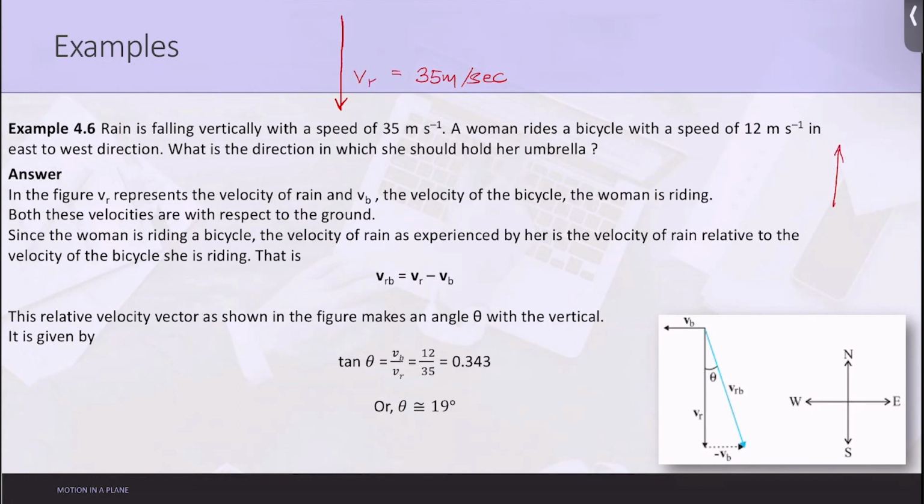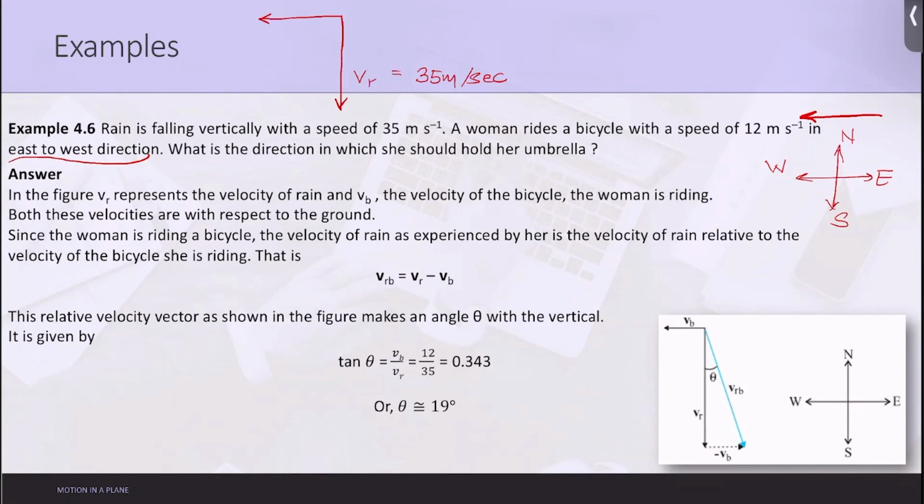So please remember, this is your north, this is your south, this is your west, and this is your east. What is the direction of the bicycle? It is east to west. So hence this will be east to west. So this will be the direction. Okay. So I can put the vector here.